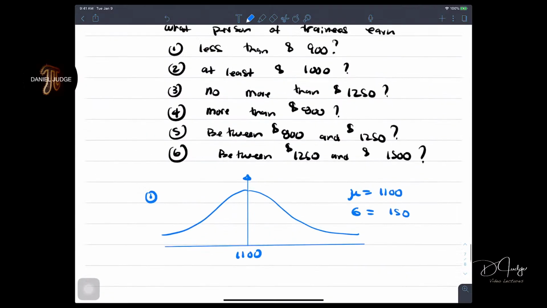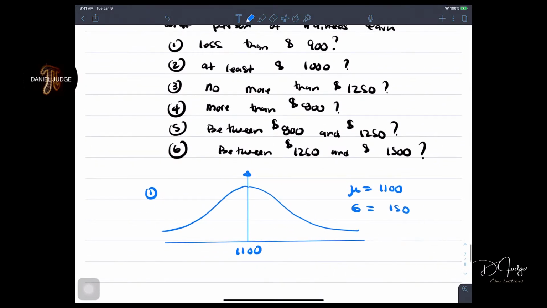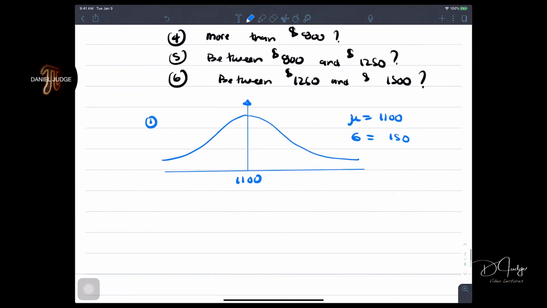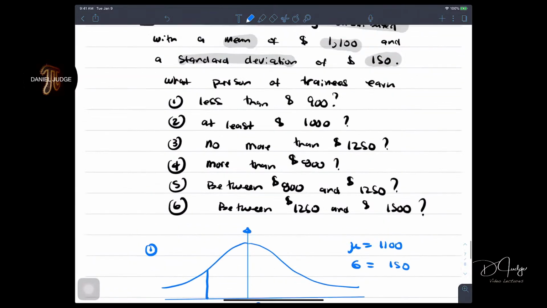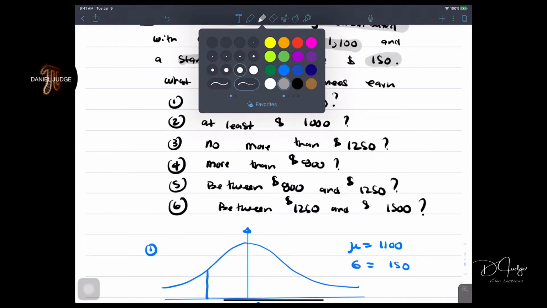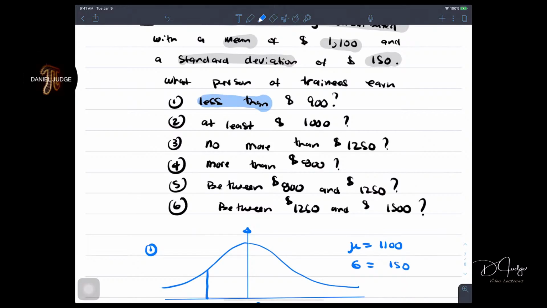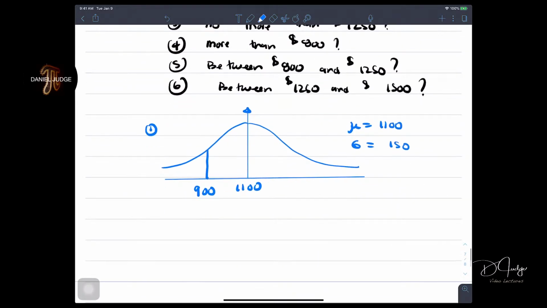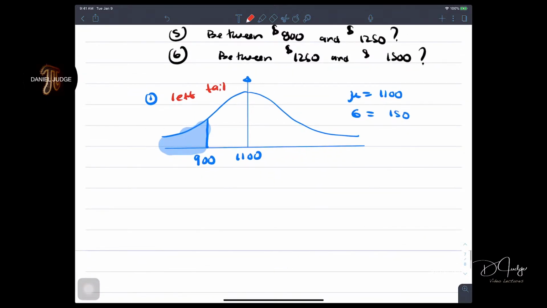Now, a picture of the question. You say, oh, my question is less than 900. So where does 900 live in relation to 1100? It's to the left. So 900 is here. And they're saying it has to be less than that value. So numbers less than 900 live to the left of 900. They want to know what percent of the bell is shaded. This is a left tail question. Okay, so it's a left tail.